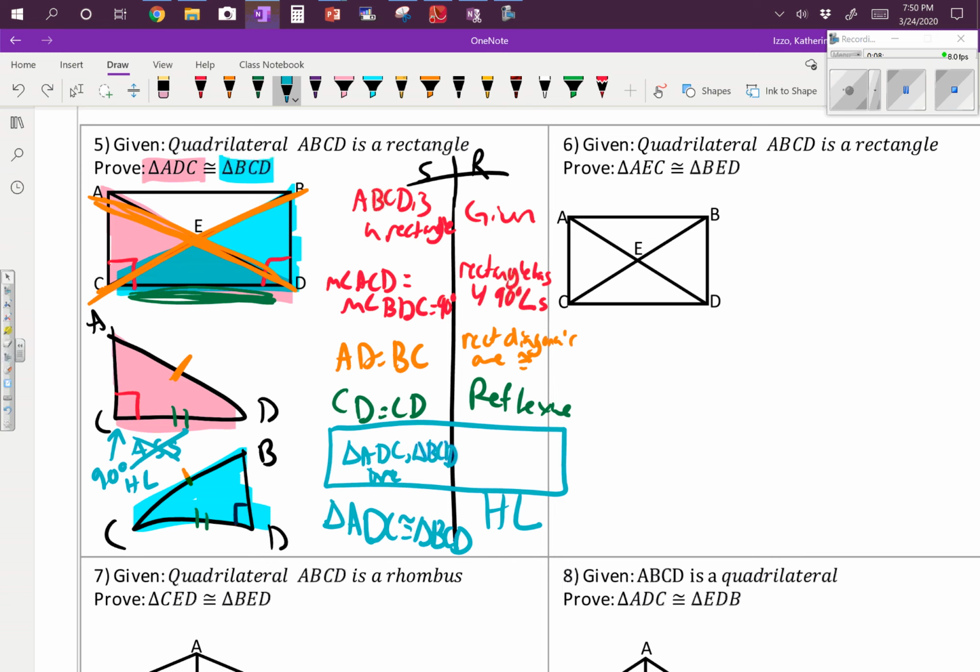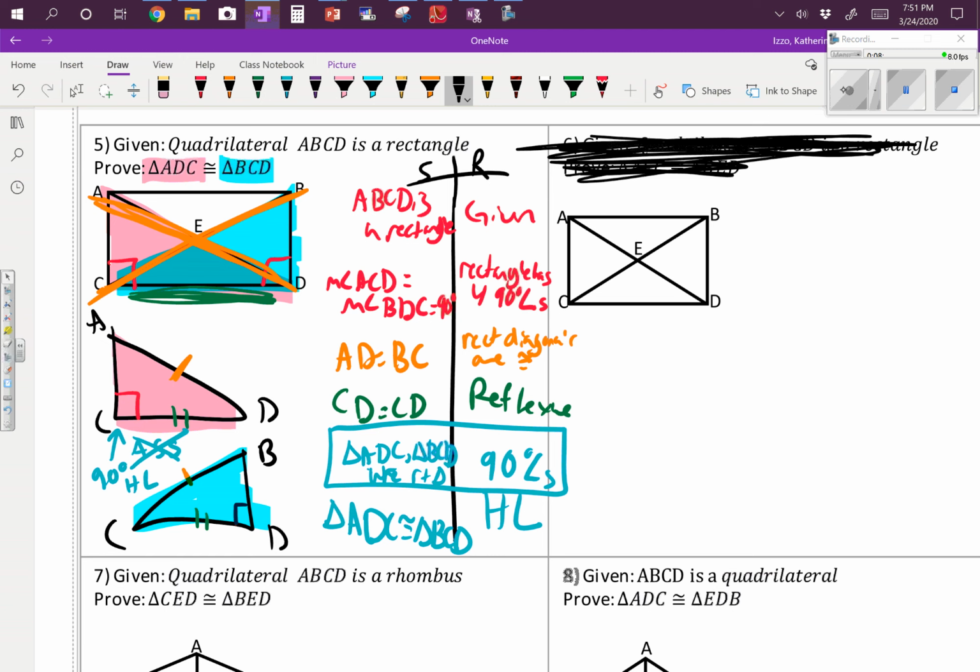Right triangles because of the 90-degree angles. All right, for this next one, now 5 and 6 look exactly the same, but it's trying to prove different triangles. What I want to do is cross out number 6, and I want to talk about 5 again.